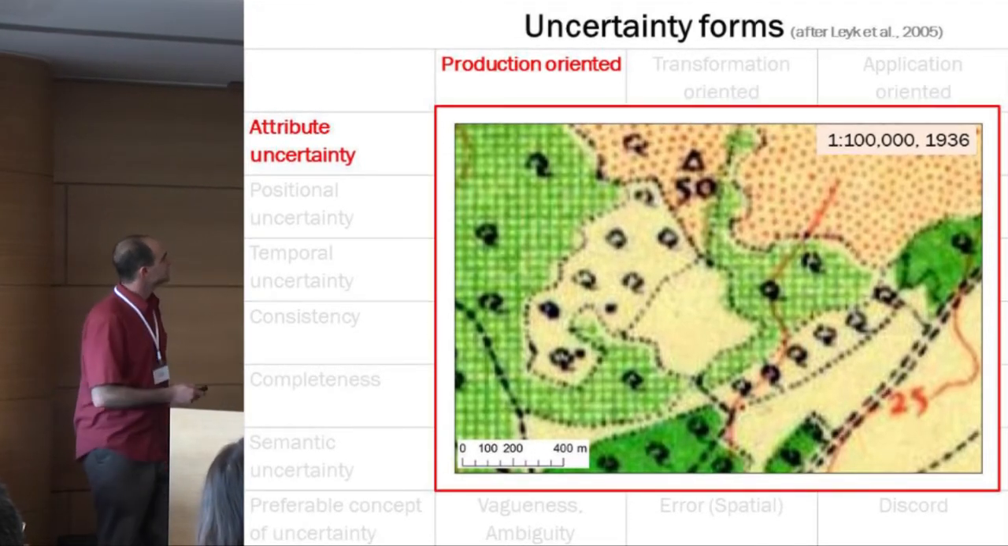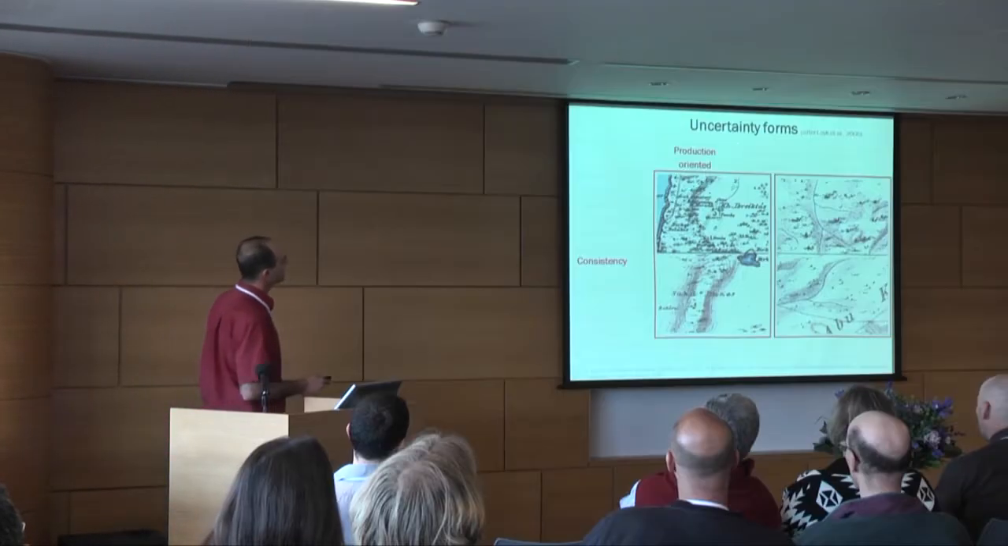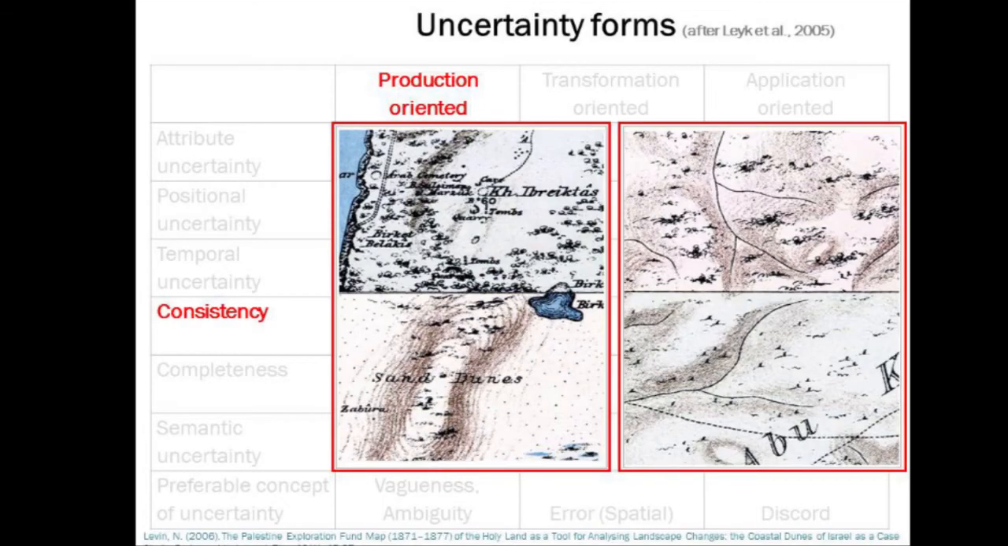Another one is consistency. Again, it is a production-oriented uncertainty source. How consistent is a certain land cover shown throughout the map? Is a certain land cover shown using the same symbol throughout the map? On the left side, you can see an area. This is in the coastal plain of Israel. And this is an area of stabilized dunes. In the southern sheet, we can see a symbol of dunes.